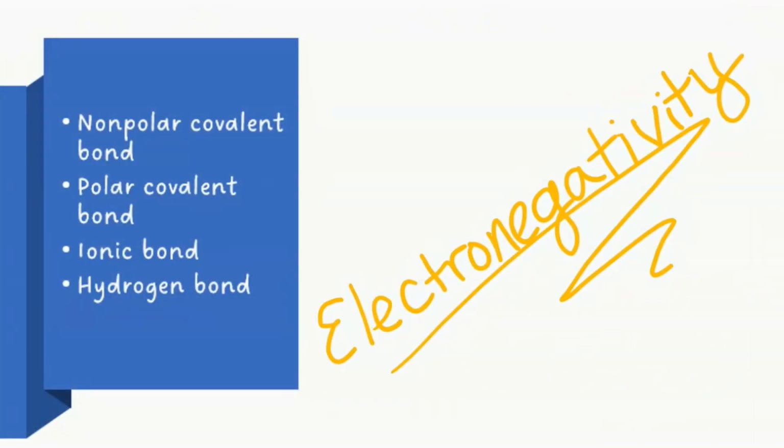Now, let's apply what we just learned about electronegativity to how it relates to our nonpolar covalent bonds, our polar covalent bonds, our ionic bonds, and our hydrogen bonds. Keep in mind that the top three bonds on the screen are chemical bonds, while hydrogen bonds are actually something a little bit different, but we'll touch on that later.